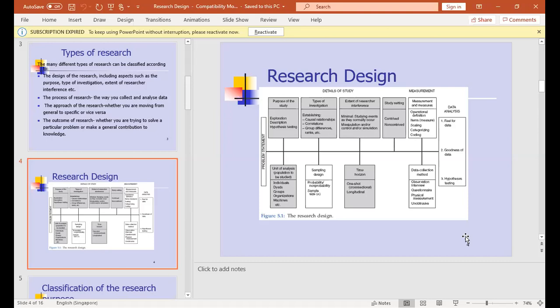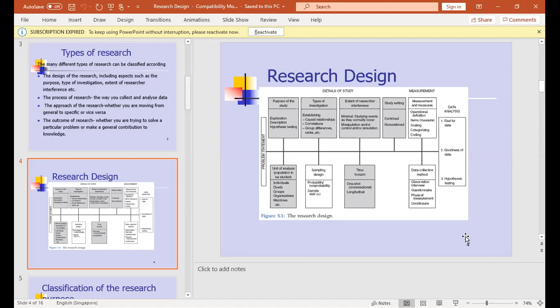Then the next shaded box is time horizon, which we discussed in the research onion also. You have the cross-sectional studies where you collect the data one shot. All of you will have your research falling into this category, because you have to conduct your research within a given period of time. Then you can find longitudinal studies where you collect data over a long period of time, stage by stage, right?